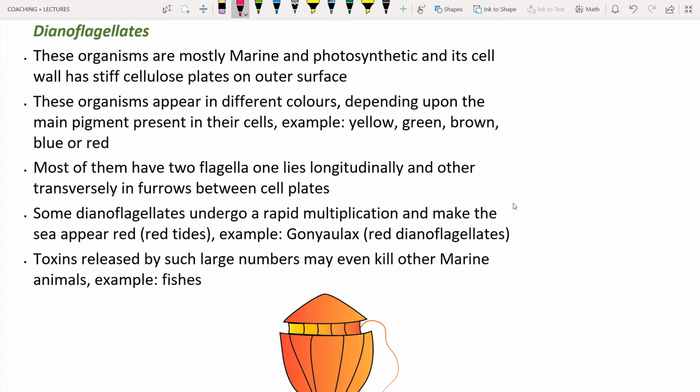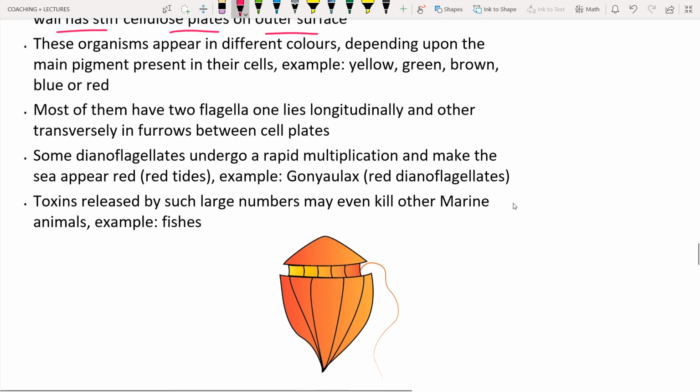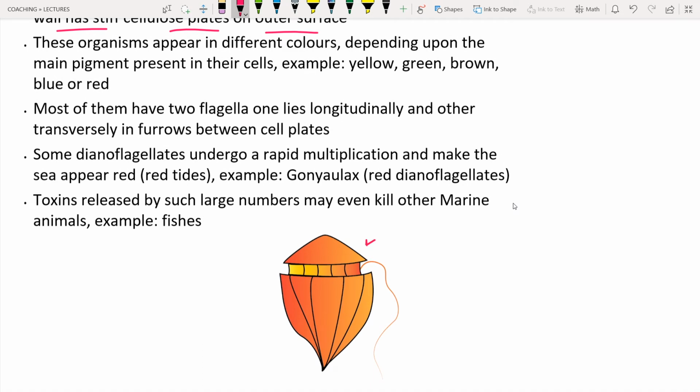These organisms are mostly marine and photosynthetic, and their cell wall has stiff cellulose plates on the surface. If you see here, the diagram is about the dinoflagellate, and these organisms appear in different colors. So why? Because the cells have different pigments. If the cell has a yellow pigment, it looks yellow. If the cell has a green pigment, it looks green. If the cell has a brown pigment, it looks brown, and blue or red, and so on. So depending upon the pigment present in their cells, they look in that color.